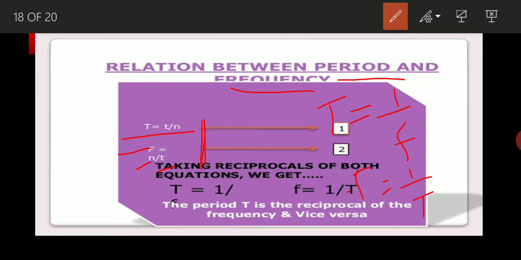In other words, we can say that if time period increases, frequency will decrease, or if frequency increases, time period will decrease. Clear? So this is the simple relationship between the time period and frequency.